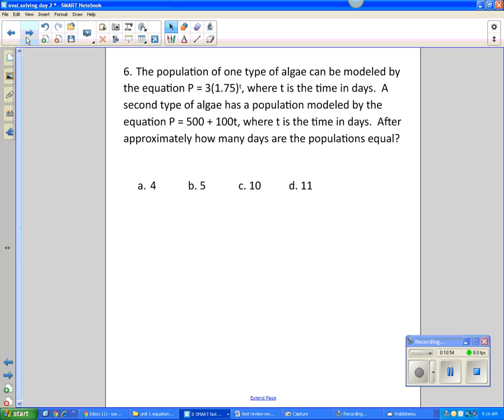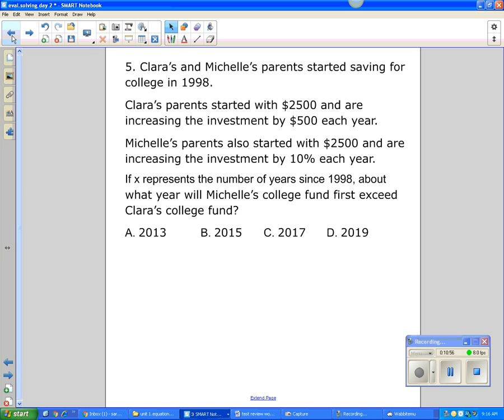All right, number 5. Clara and Michelle's parents started saving for college in 1998. Clara's parents started with $2,500 and are increasing the investment by $500 each year. Michelle's parents also started with $2,500 and are increasing the investment by 10% each year. If X represents the number of years since 1998, about what year will Michelle's college fund first exceed Clara's college fund? Okay, what's different about this problem than ones we've been doing?